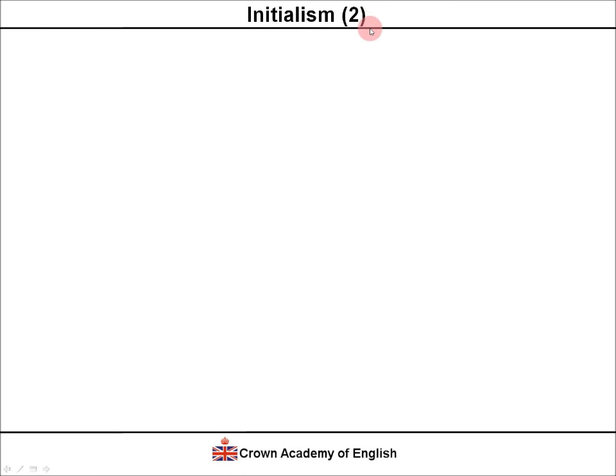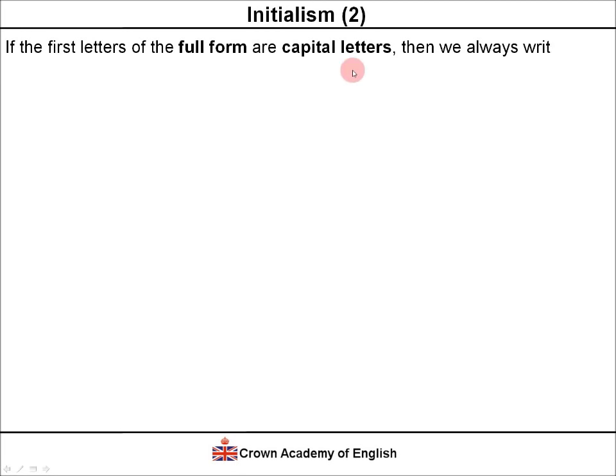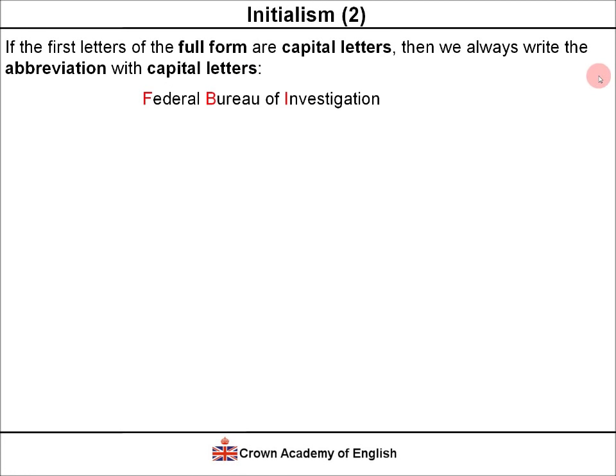Some more rules about initialism. If the first letters of the full form are capital letters, then we always write the abbreviation with capital letters. So, for example, this is the full phrase. And we always write this with capital first letter because it is the name of an official organization. Therefore, we must write the abbreviation also with capital letters. So this is correct. But this is wrong. We do not write it with small letters.